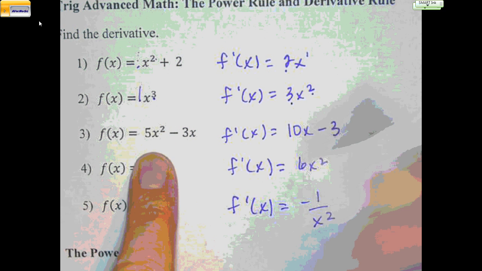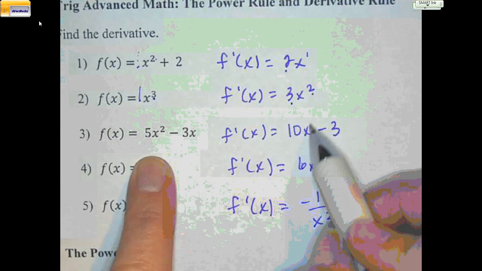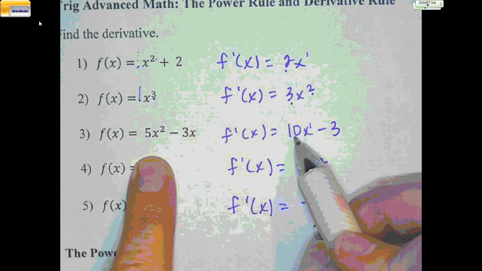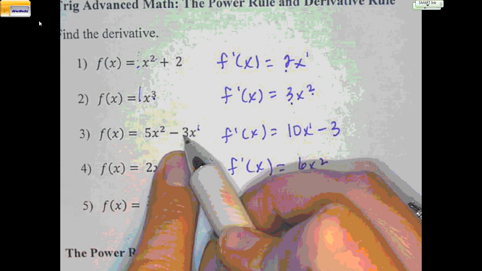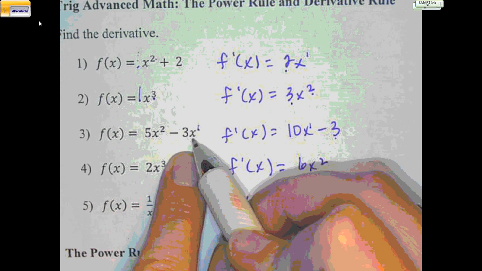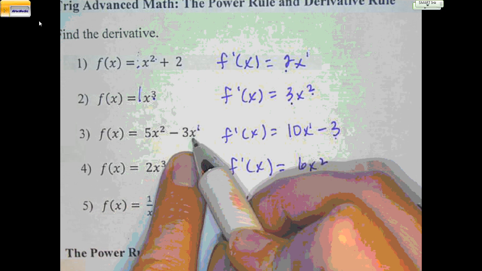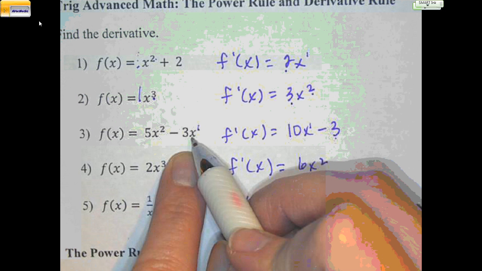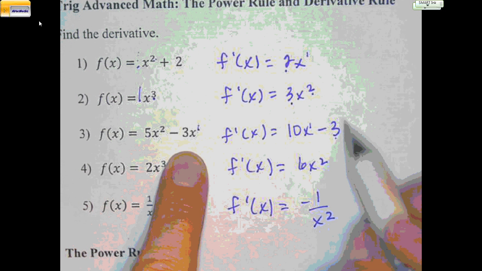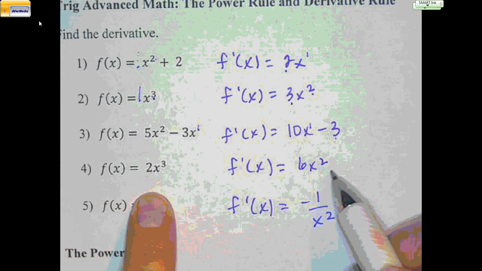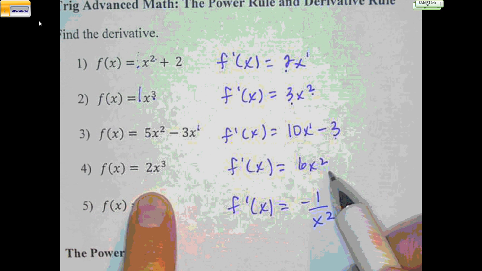Next one. 2 times 5 is 10. 1 less would be x to the first. So 10x to the first. There's a 1 here. 1 times 3 is 3. 1 less would be x to the 0. What's anything to 0? 1. So 3 times 1 is 3. So we're good on that one. 3 times 2 is 6. 1 less would make that squared. 6x squared. How about this one?